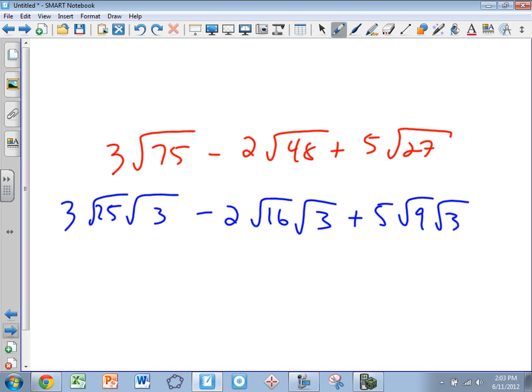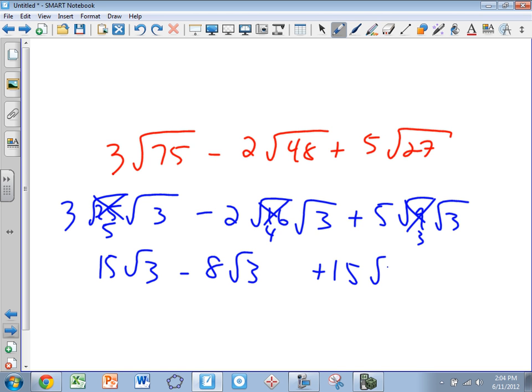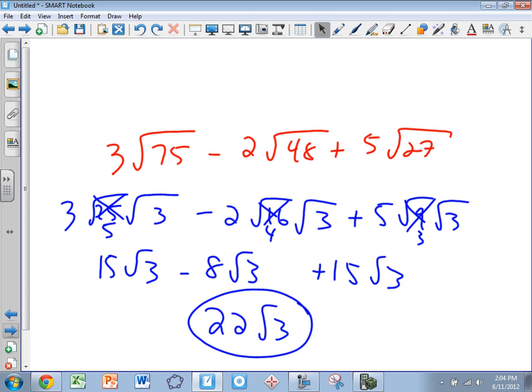Now, root 25 is 5. So this just becomes 15 root 3, because this is really a 5. This is going to be? Good. 4, which makes that 8 root 3. This is really what? Which makes that 15 root 3. Well, 15 root 3 and 15 root 3 gives you how many root 3s? 30. And then 30 minus 8 is? So 22 root 3. Okay, remember, the roots are like variables. If you had 15x minus 8x plus 15x, you get 22x. Treat them the same way.